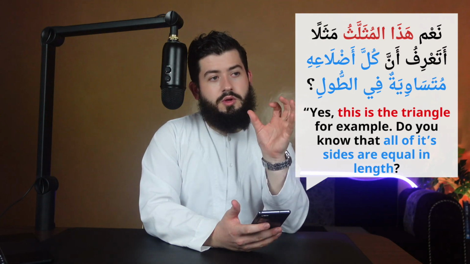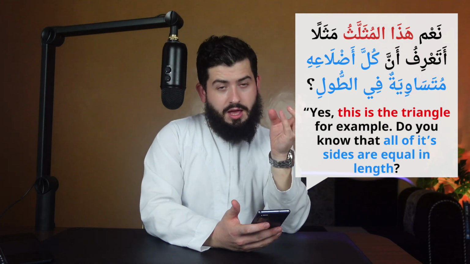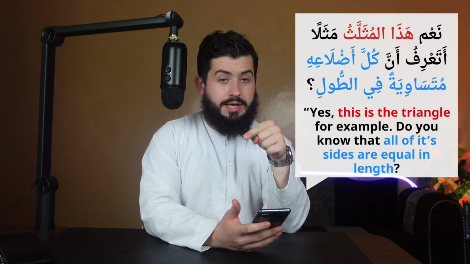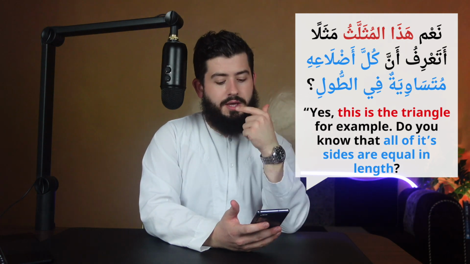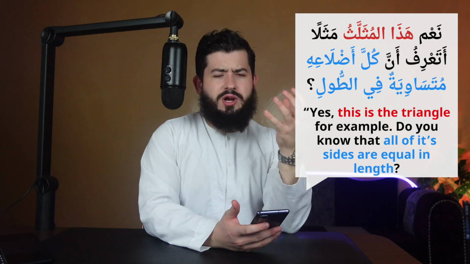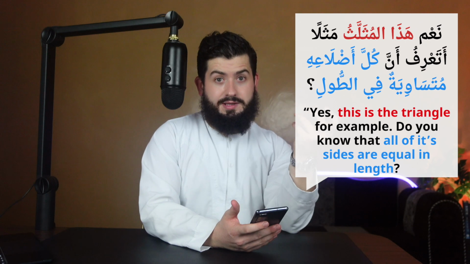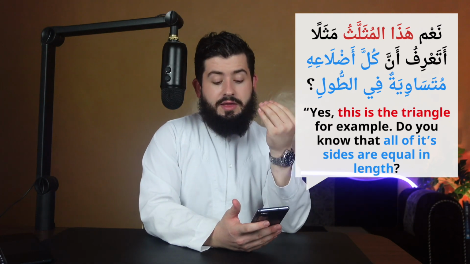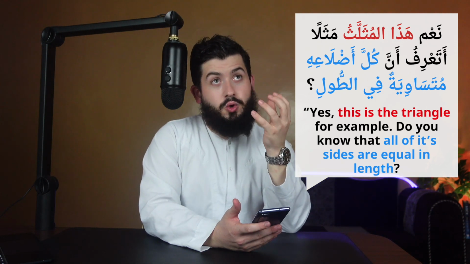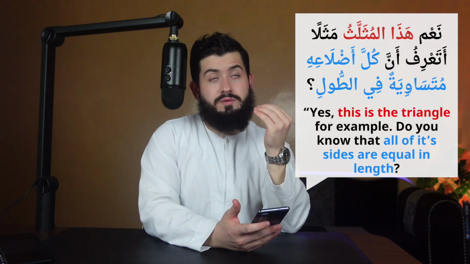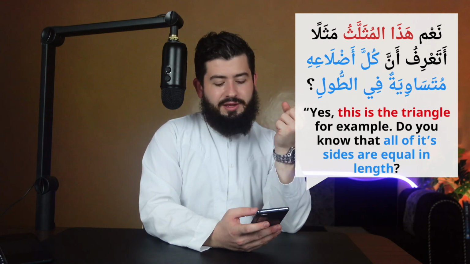So do you know that all of its sides are متساوية, they are equal, okay? In the feminine, متساوية, because it's a plural, it's أضلاع, a non-human plural. In what regard are they equal? في الطول, in their length. Okay, so this whole passage here, Hassan is saying, نعم هذا المثلث مثلا. Yes, this is a triangle, for example. أتعرف أن كل أضلاعه متساوية في الطول؟ Do you know that all of its sides are equal in length?